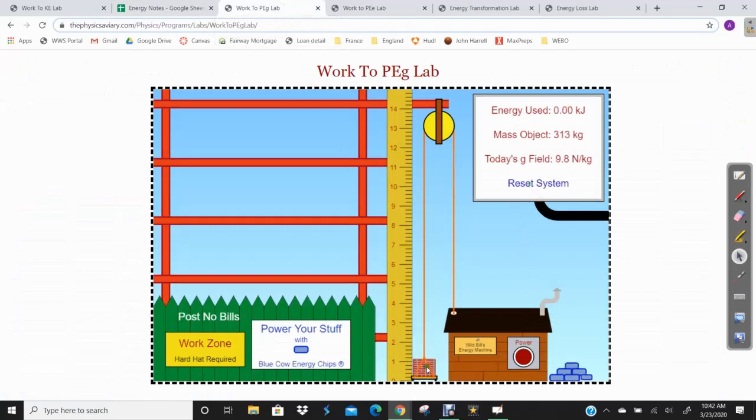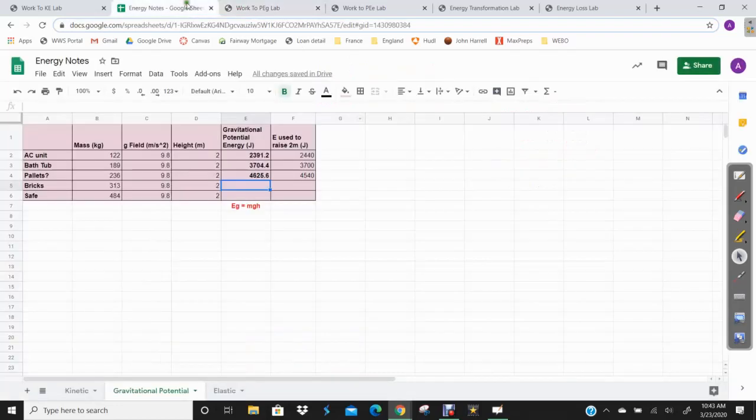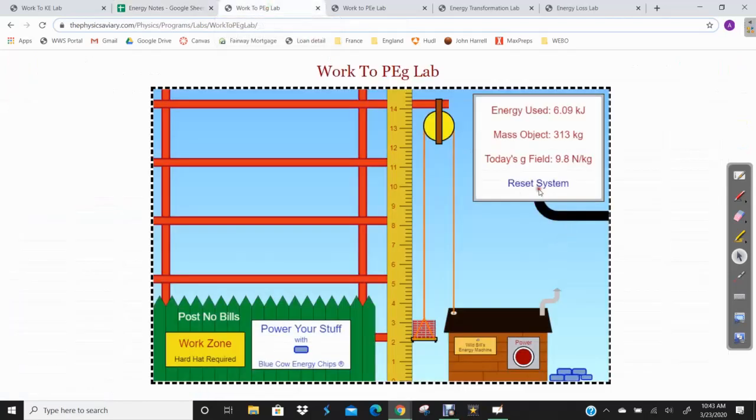Let's go ahead and reset it for the bricks. And we'll let this raise up to 2 meters here. You can see it's moving pretty slow, so we kind of got to wait. But again, increase the mass. This time it's 6,090 joules to raise it up. And then our calculation here shows that the gravitational potential energy gained was 6,100. So again, very close there based on user error. As long as it's in the right vicinity, we know that we're doing something right here.